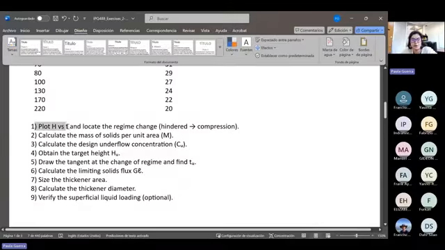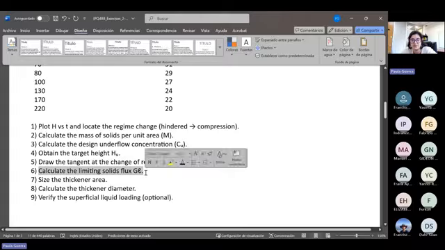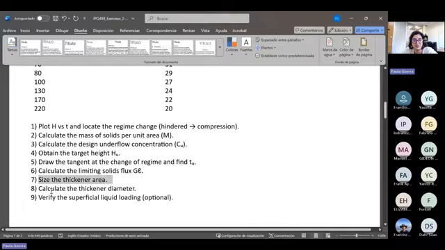First, plot the height versus time and locate the regime change. Calculate the mass of solids per unit area. Calculate the design underflow concentration. Obtain the target height. Calculate the tangent at the change of regime and find TU. Calculate the limiting solids flux, GL. Size the thickener area, calculate the thickener diameter, and verify the superficial liquid loading.